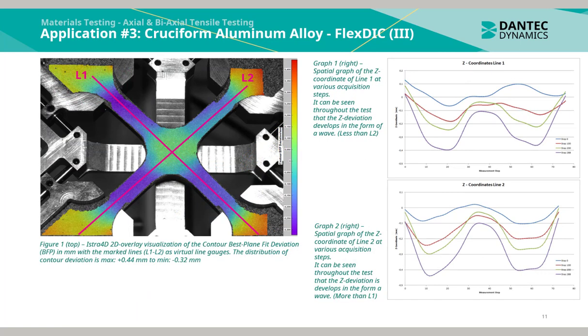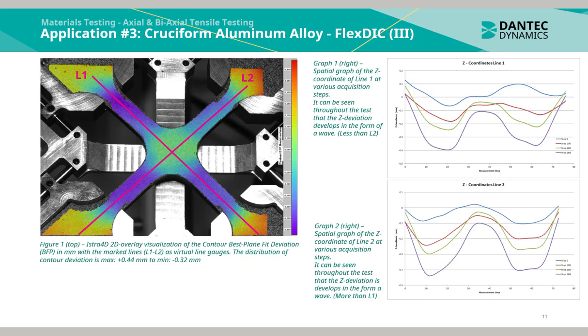In Figure 1 to the top, we see the ISTRA 4D 2D overlay visualization of the contour best plane fit deviation, or the BFP, in millimeters with the marked lines L1 to L2 as virtual line gauges. The distribution of contour deviation is maximum plus 0.44 millimeters to a minimum of minus 0.32 millimeters.